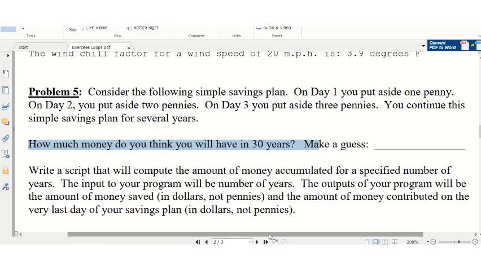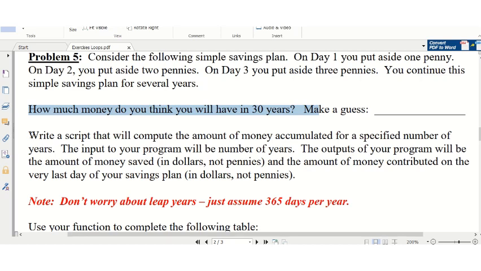But before that, 1 and 2 are saved, right? And this is the third one. All together 1 plus 2 plus 3. So on day 3 you will be having 6 pennies as your savings. So in that way, if it continues for 30 years, what will be the final saving for you? Okay, that you are going to calculate here.